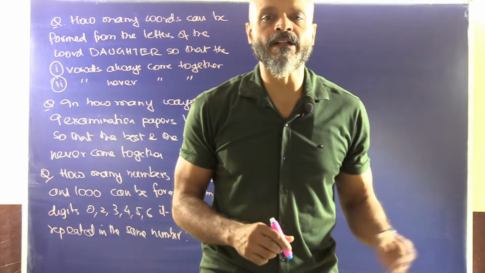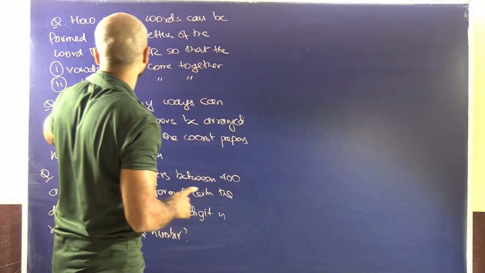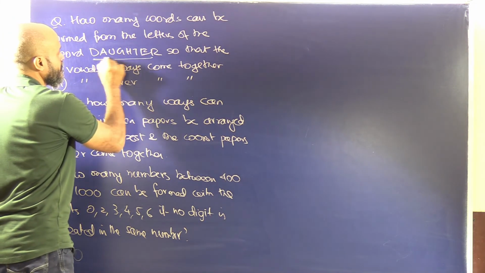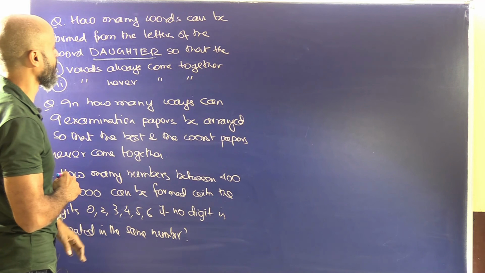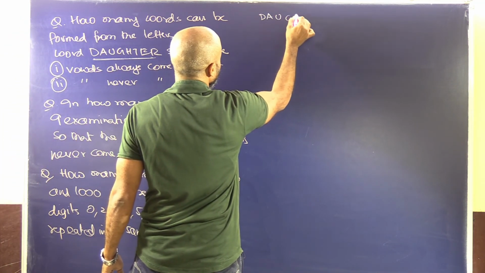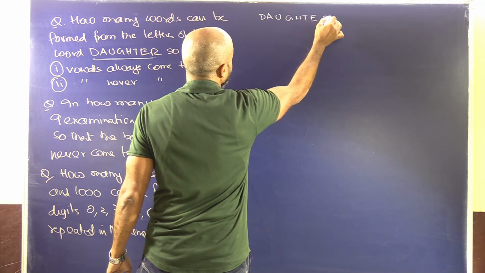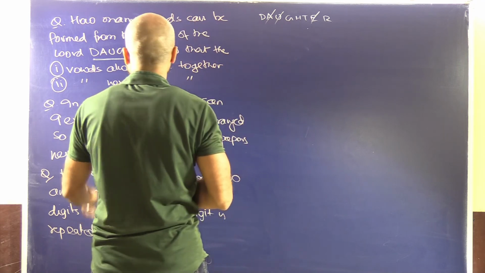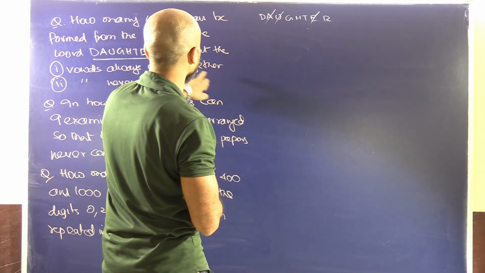Okay, so we will deal with more problems in permutations. How many words can be formed from the letters of the word DAUGHTER so that the vowels never come together? So how many vowels do we have in this word? D-A-U-G-H-T-E-R. This is a vowel, this is a vowel, and this is a vowel.